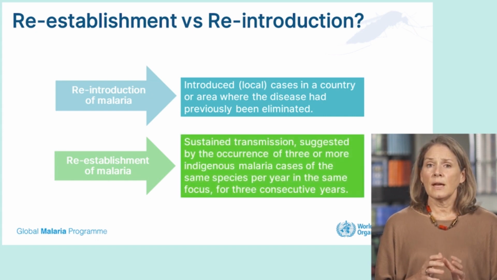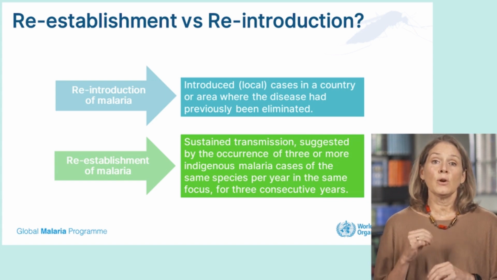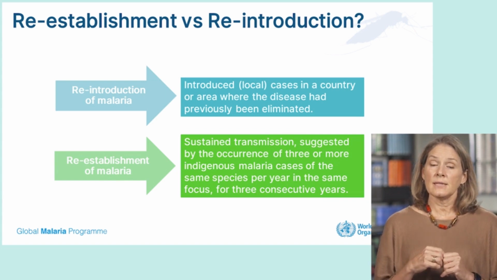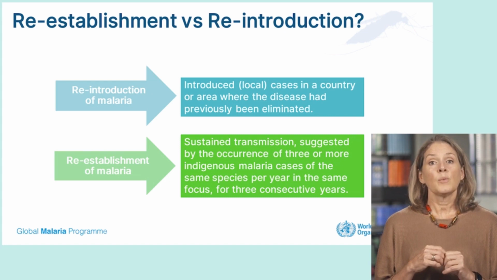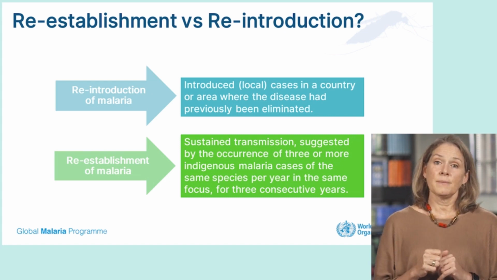Reestablishment of malaria after elimination is much less common. Reestablishment of transmission means that local malaria transmission is ongoing. Reestablishment is suggested by the occurrence of 3 or more indigenous malaria cases of the same species per year in the same focus for 3 consecutive years.